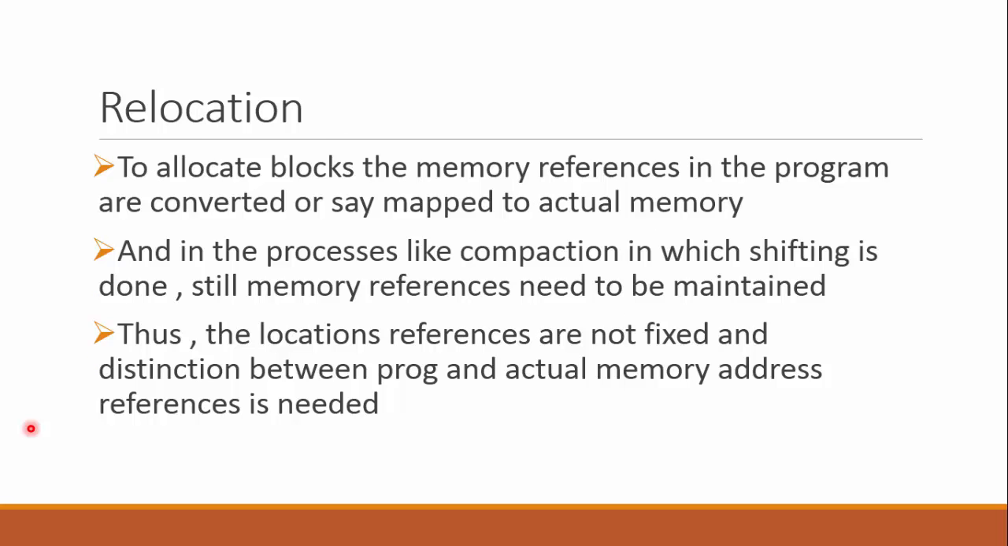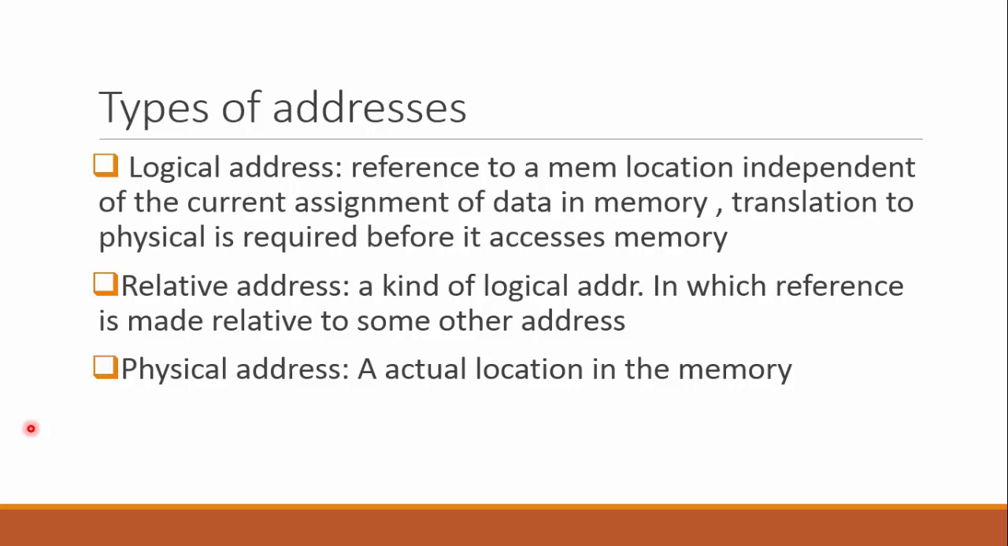As we have seen addresses, there are types of addresses. The first is the logical address. A logical address refers to some memory location independent of where it is currently assigned. I don't care where it is in the physical memory. I just write some location, a data reference or something, in my program.